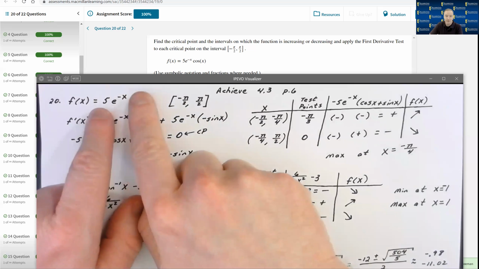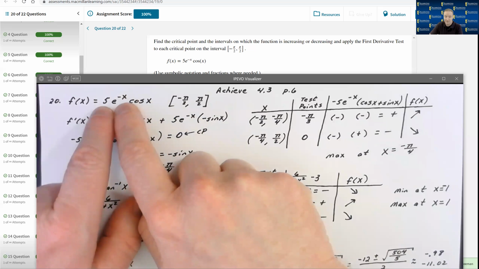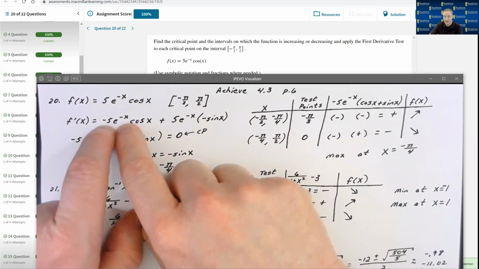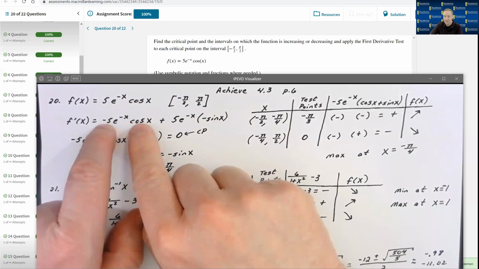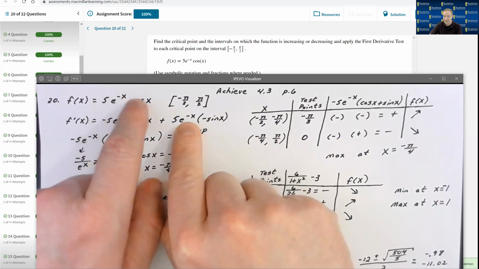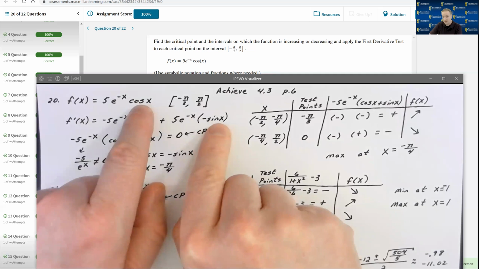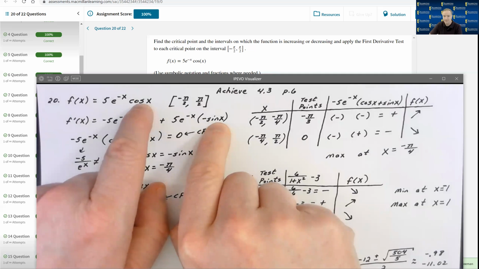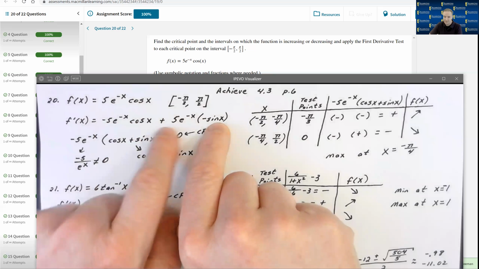So I said, well, derivative of the first, that's going to be 5e to the negative x times -1. That's where I got the -5e to the negative x. All of that's the derivative of the first times the second, plus the first, now times the derivative of the second. Derivative of cosine is negative sine. So now here's my first derivative.